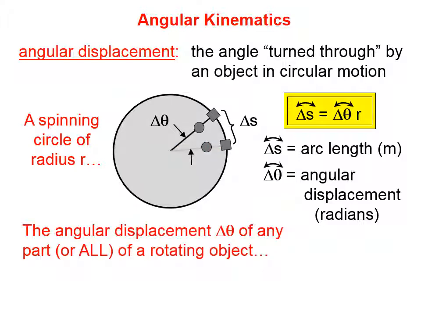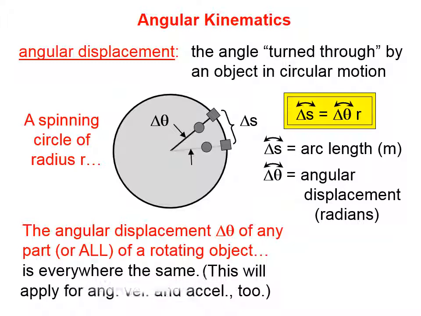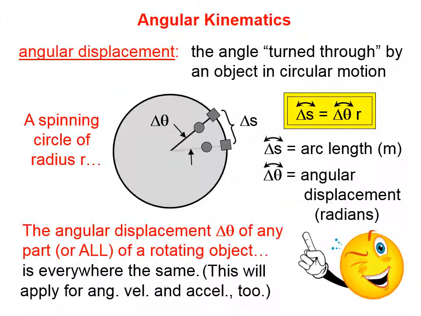The angular displacement delta theta of any part or all of a rotating object is everywhere the same. This will apply for other quantities like angular velocity and angular acceleration too, but we can say this: the circle here to here undergoes a certain angular displacement. The square undergoes that same angular displacement. This whole object undergoes that same angular displacement. That's what we're trying to say in the statement here at the bottom of the screen.